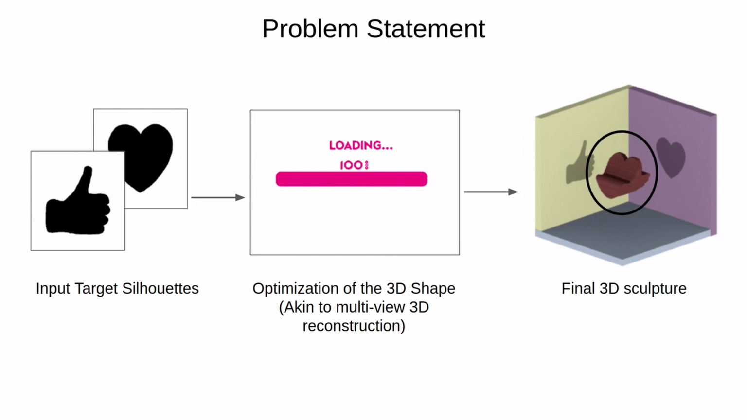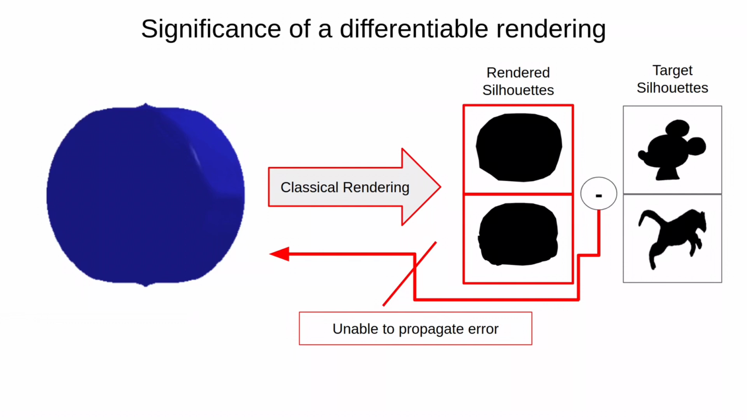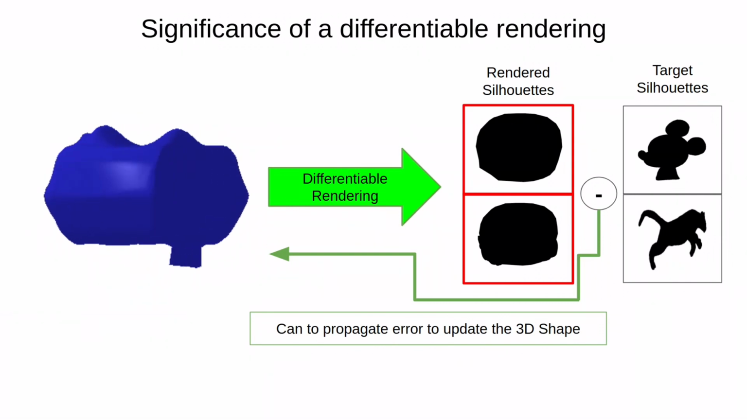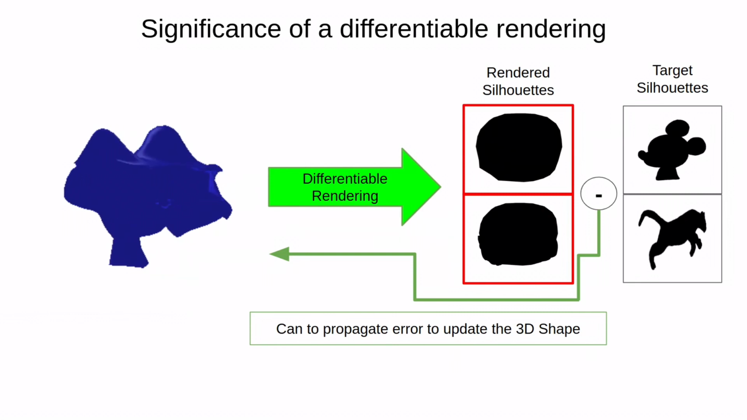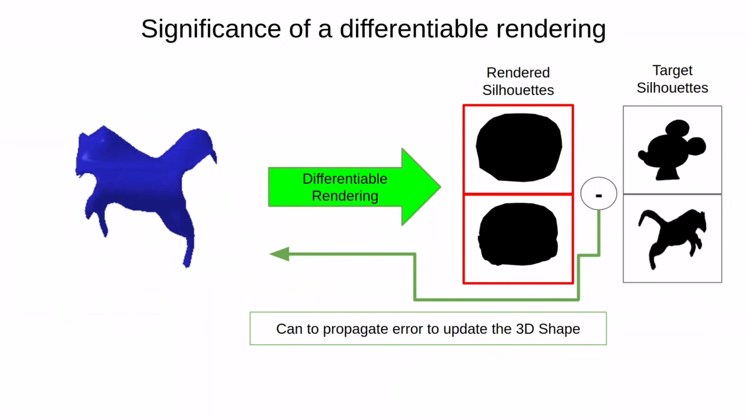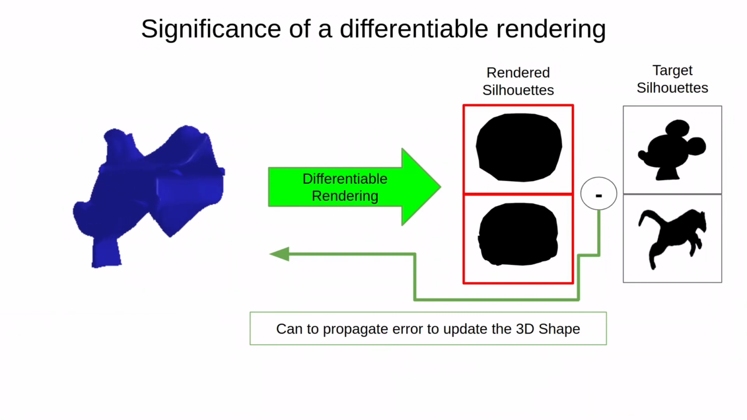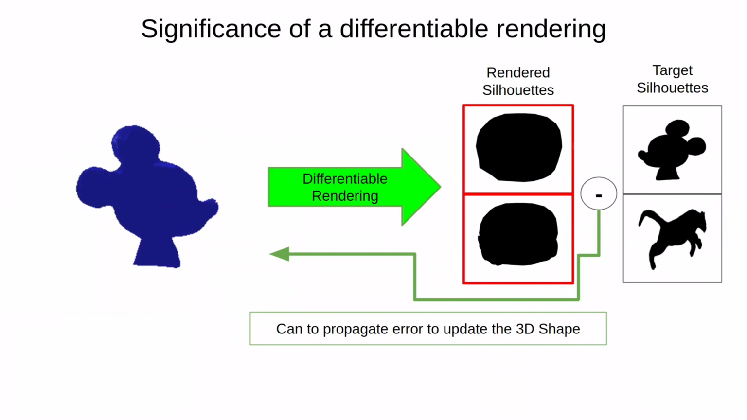So basically, our objective is to find a 3D shape S such that the difference between the rendered and the corresponding target silhouettes for each view is minimum. This is where differentiable rendering plays an important role. Unlike classical rendering, differentiable rendering enables us to propagate errors from the image domain back to the parameters of the 3D shape that is being rendered. In other words, it enables us to iteratively update S.